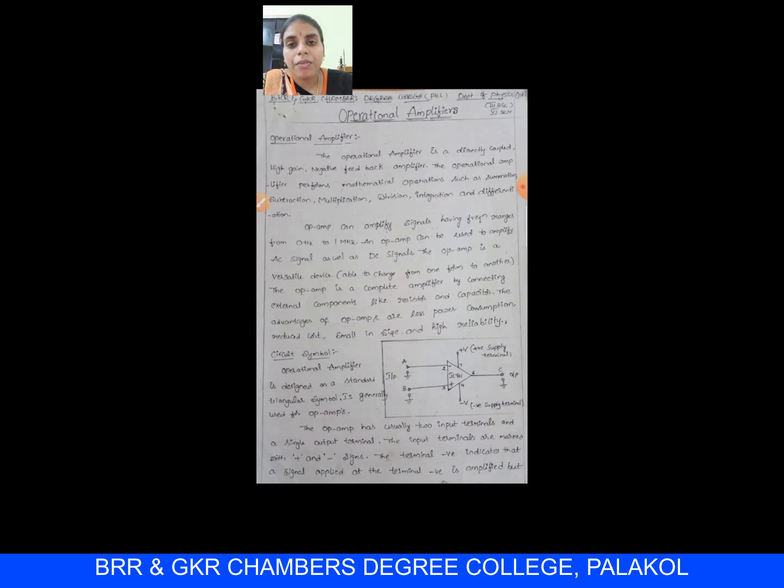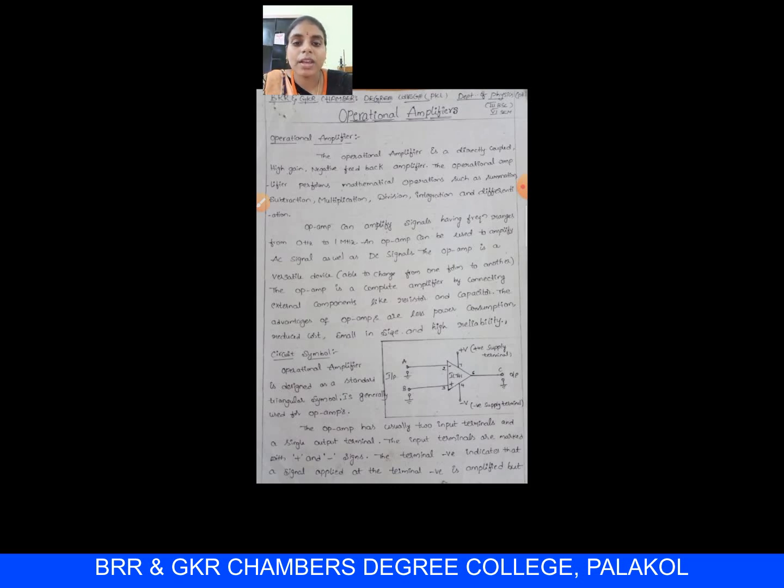Then the amplifier knows only amplification. That means it amplifies the input signal plus noise, which is produced at the output terminal. That means the noise is also amplified at the output terminal. This creates a disturbance at the output. Because of that, to eliminate the noise, we can use operational amplifiers.